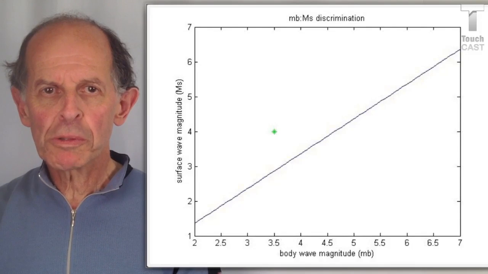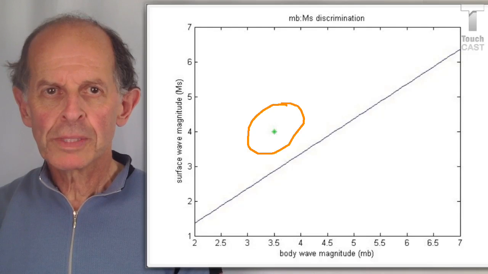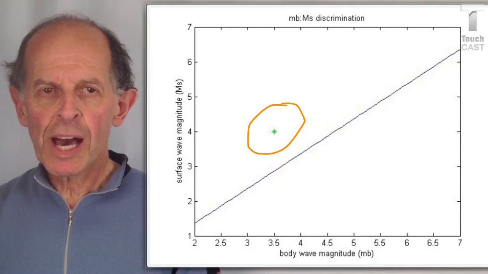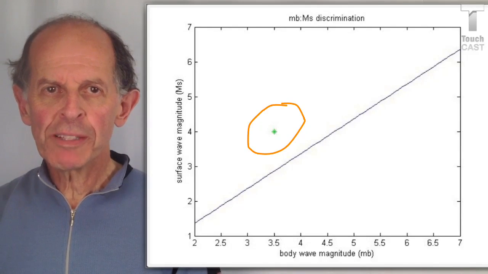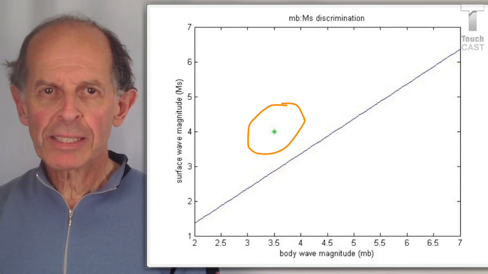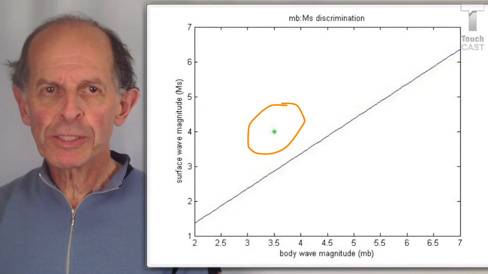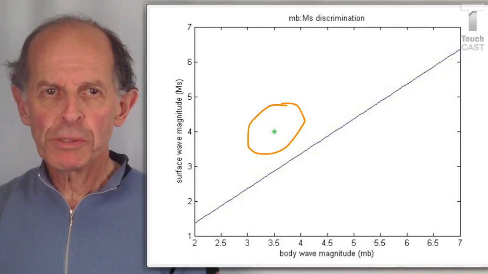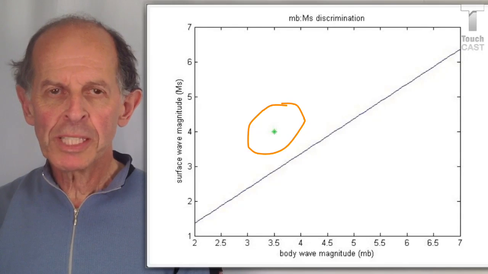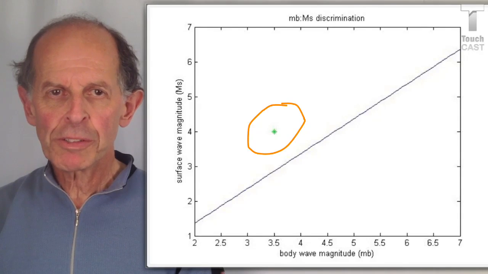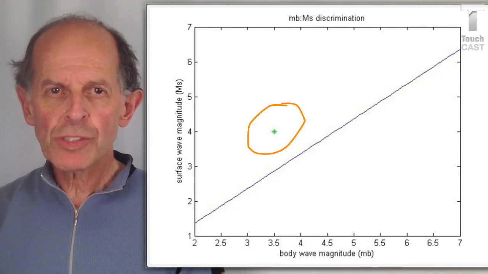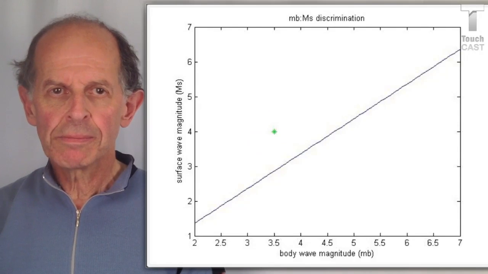So you see the green dot above the line circled in orange. Since it's above the line, it has a higher surface wave magnitude than body wave magnitude, the line being a threshold discriminant that is computed. So that event, the green event, is definitely an earthquake. Now, let's look at the next slide.